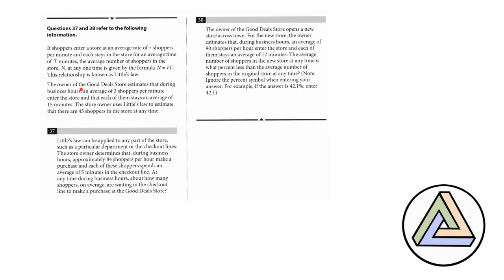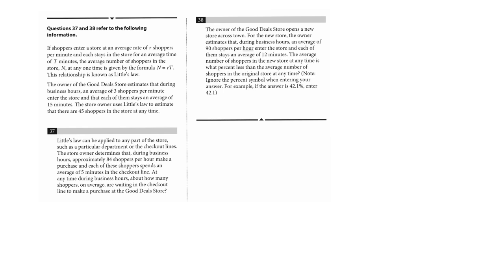The owner of the Good Deals store estimates that during business hours, an average of 3 shoppers per minute enter the store, and that each of them stays an average of 15 minutes. The store owner uses Little's Law to estimate that there are 45 shoppers in the store at any time. So that makes complete sense. The owner of the store basically used the formula N equals R times T, which, by the way, I'm just going to write down, to figure out that there were 45 shoppers in the store at any given time.